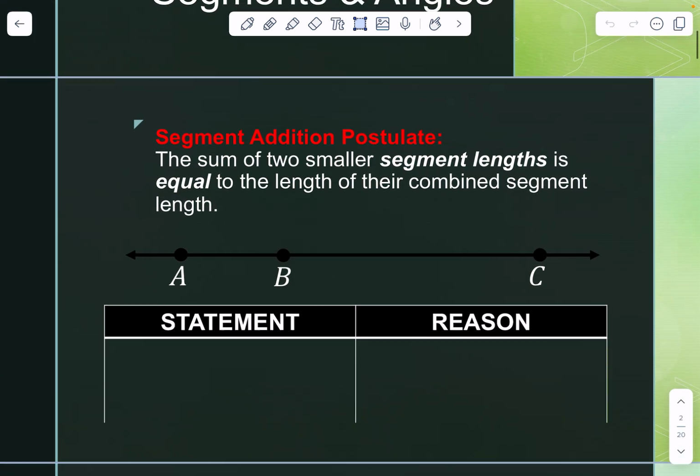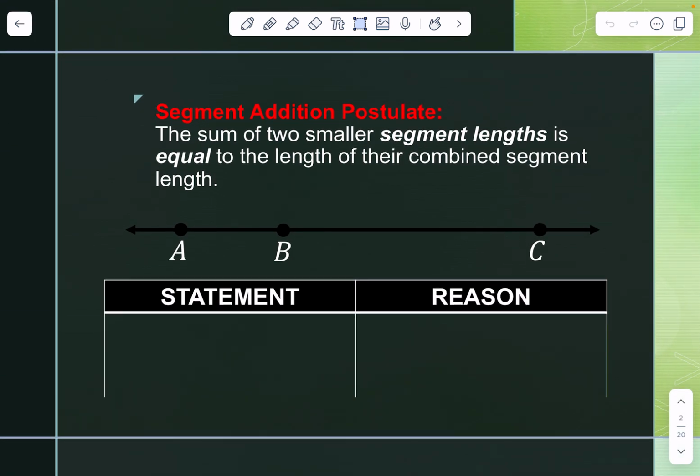We're looking at Chapter 2, Reasoning and Proof, and we are going to go over geometric proof, segments, and angles. So we're going to start off looking at different rules, definitions, and postulates, and figuring out what it looks like inside of a geometric proof. We're going to start with the segment addition postulate.